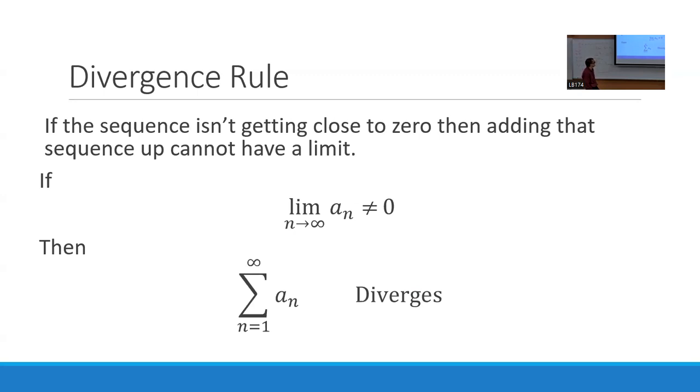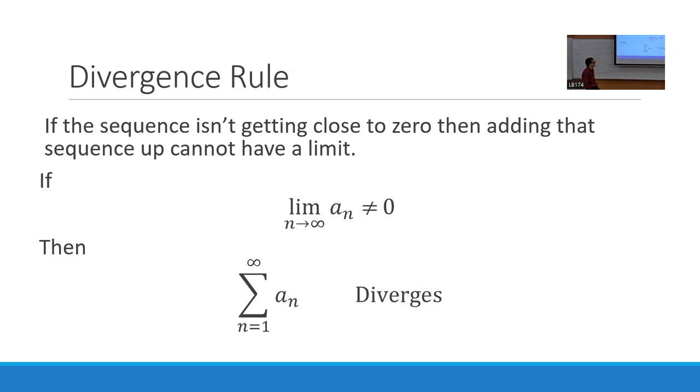And so we could have, in our last problem, said, well, I see that the underlying sequence is just 0.4 every time. The limit of that 0.4 is equal to 0.4, which is not zero, so it's going to diverge.